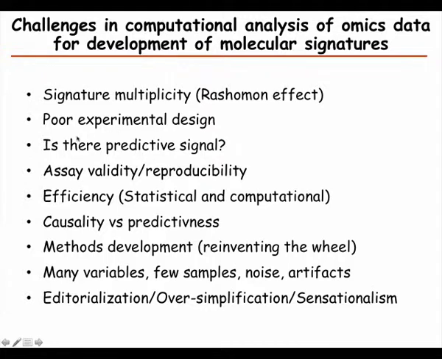Sometimes there is no predictive signal. Sometimes, even though we've done all these measurements, we haven't measured the right things. So there is really nothing we can do with it. And preferably we should recognize that and then redesign the experiment. But it's not always easy to recognize when that's the case. Then we talked about reproducibility and validity.